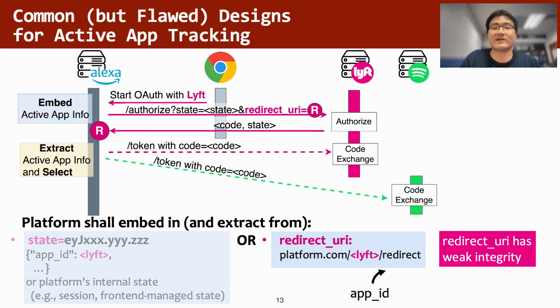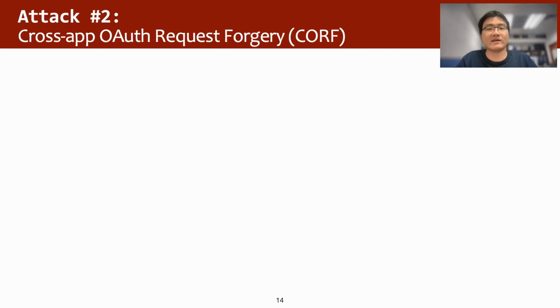But this mechanism is flawed as well. The reason is that the redirect URI by itself has weak integrity, so it can be altered by an attacker with a malicious app. So in this setting, we could launch a different attack that enables privacy leakage, and we call it cross-evolved request forgery because it resembles login CSRF.